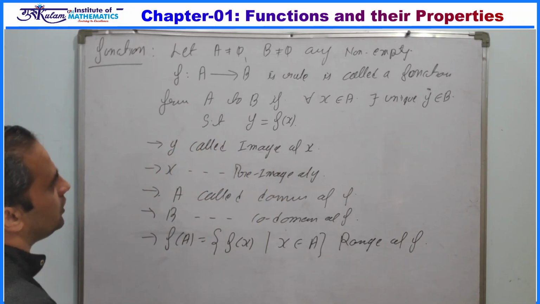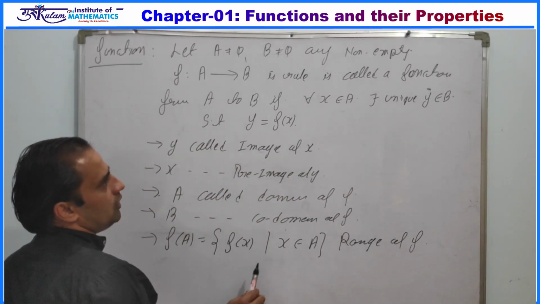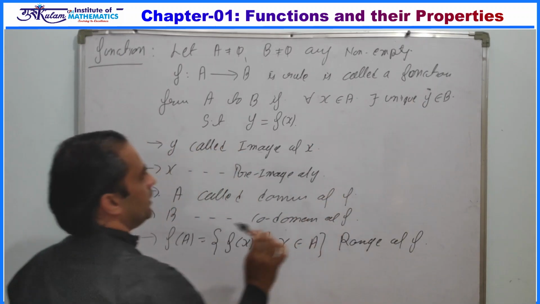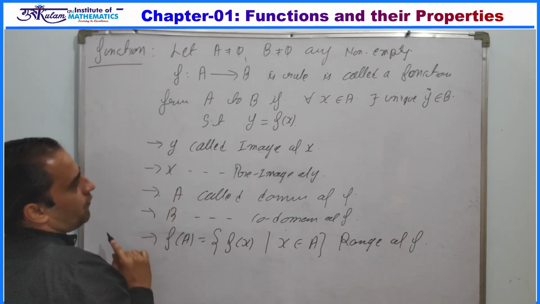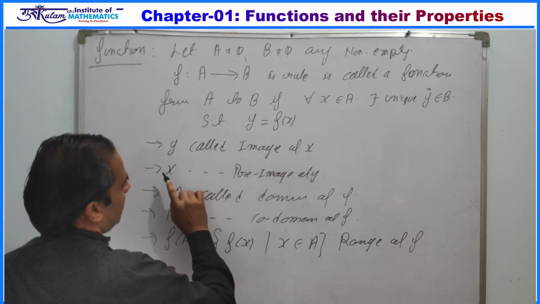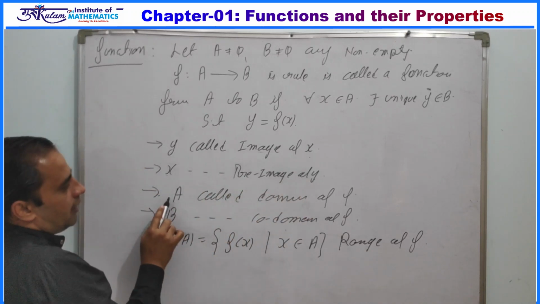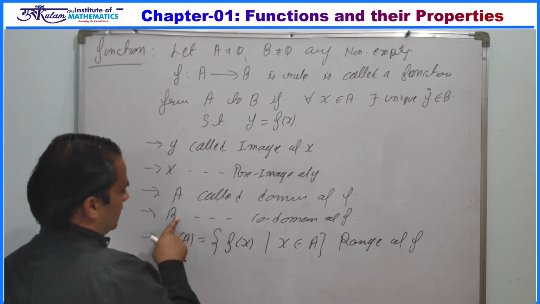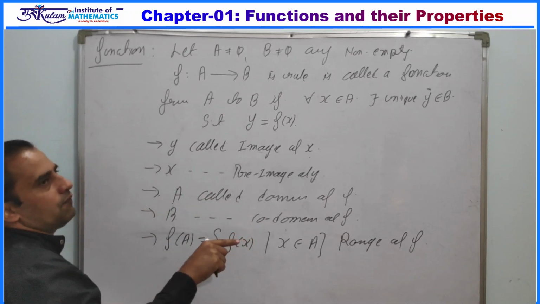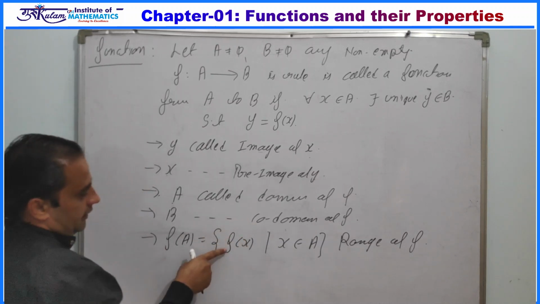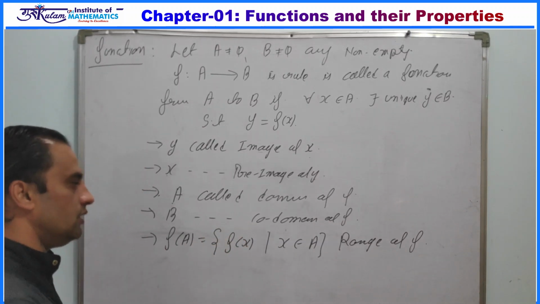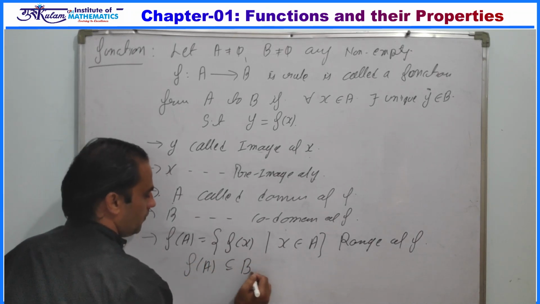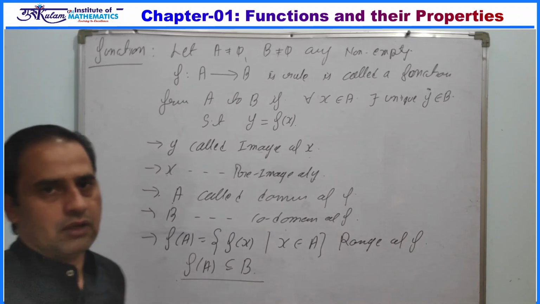So a function is a rule in which every element of A is assigned to a unique element of B, and this unique element y is called the image of x and x is called the pre-image of y. The set A from which we have defined a function is called the domain, the set B to which we have defined a function is called the codomain, and the collection of all images is called the range of the function. Obviously F(A) must be a subset of B. So these are the basic meanings of the function.